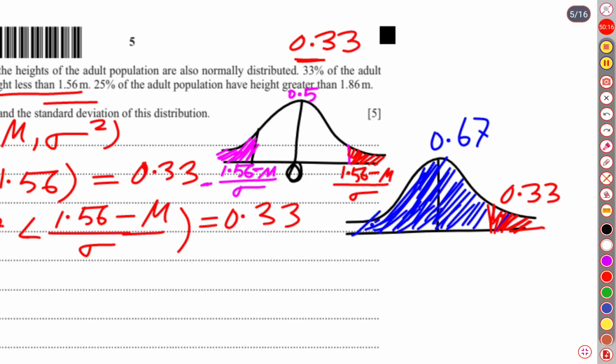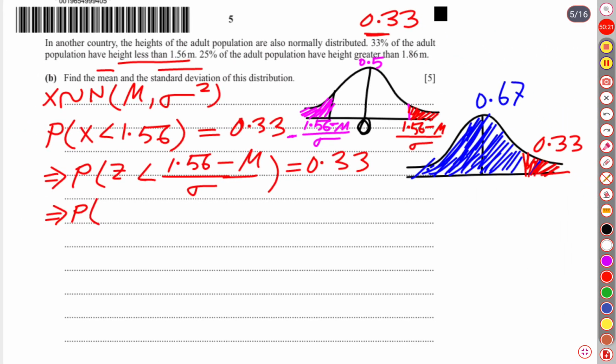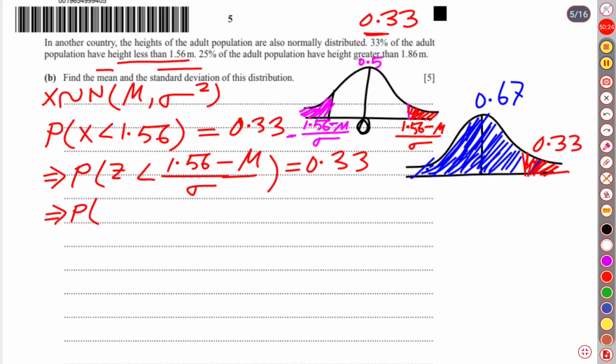The probability is 0.67. So for 0.67, what will be our z score? As we have already decided, it is negative. Z is less than, when the probability is 0.67, let us see the z score. Our z score is going to be 0.44.